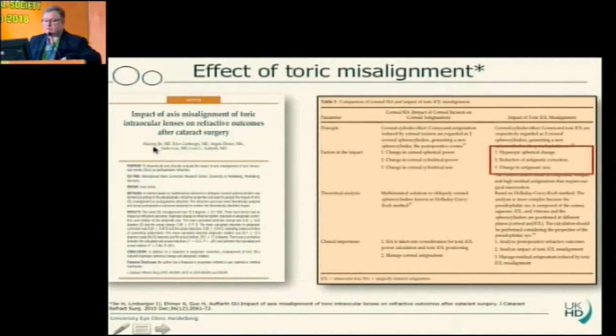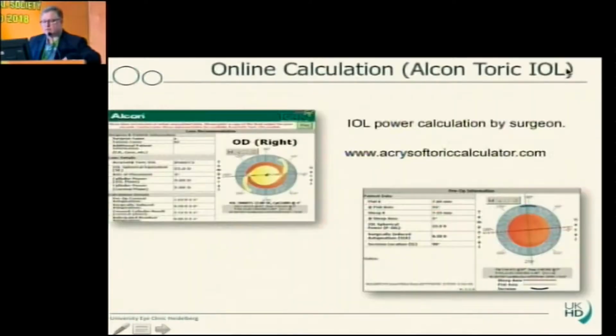This is a nice paper here from my group, from Dr. Jin from China. A misalignment of the axis results in a hyperopic spherical change. So the patient becomes more hyperopic, of course, in the reduction of the astigmatic correction and in the change of the astigmatic axis. There are programs where you can really look at, if you re-rotate the lens, what is the impact of that in the final refraction. But most of the time it comes out more hyperopic if you're off axis.